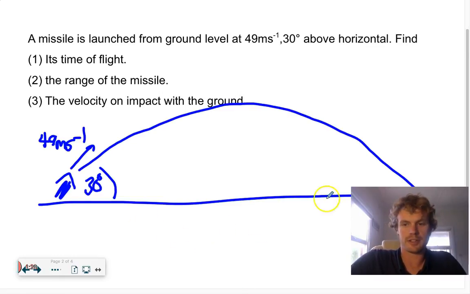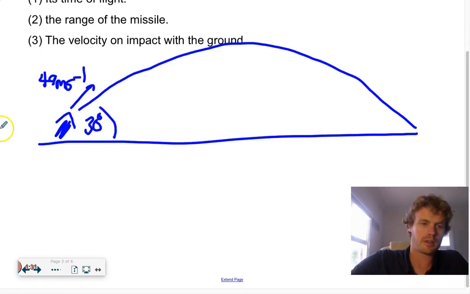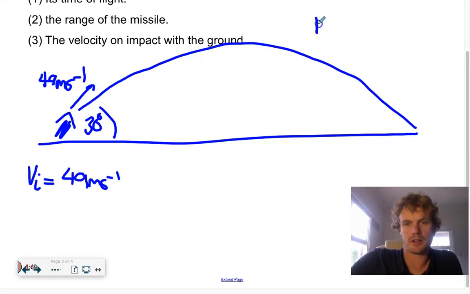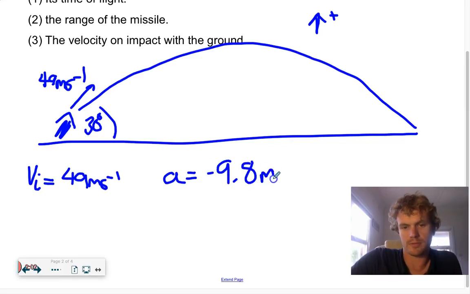So before I can do anything else, I'll actually write down what I know. I know that my VI, initial velocity, is equal to 49 meters per second. For this question, I'm going to define up as positive. So that means my acceleration due to gravity is going to be negative 9.8 meters per second squared.